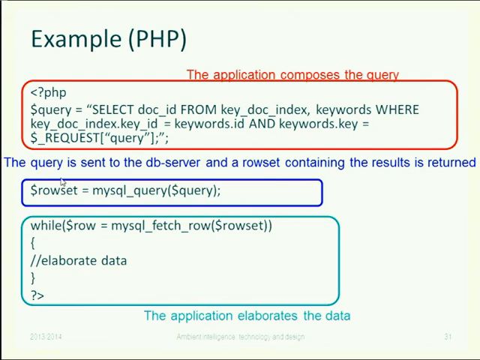This table is, in this case, called the row set, the set of the rows of the result. Imagine a table made of many rows. Then there's a loop, and one row at a time, you extract the results and do something with them, maybe put them into your web page.